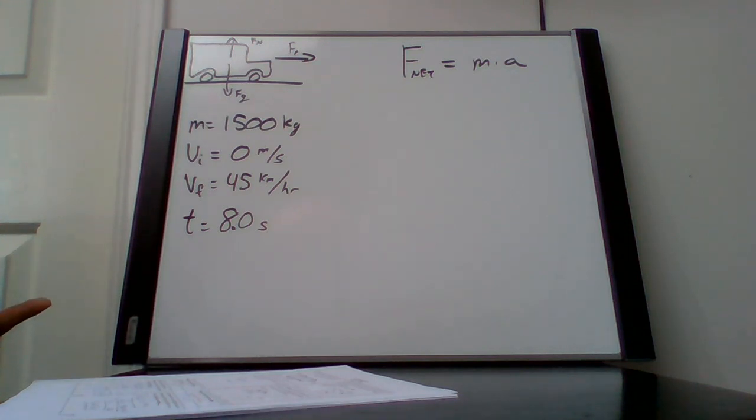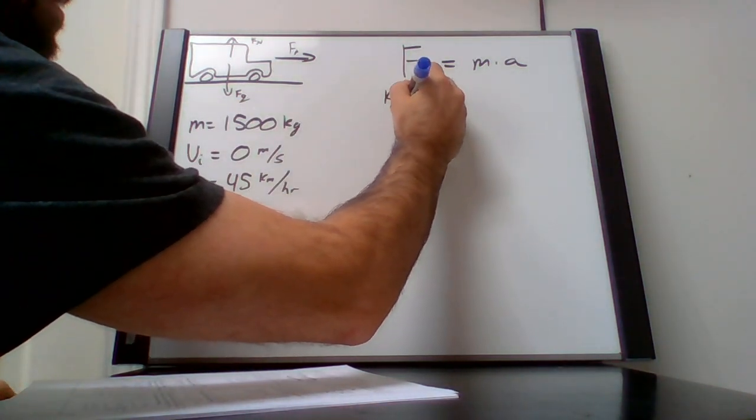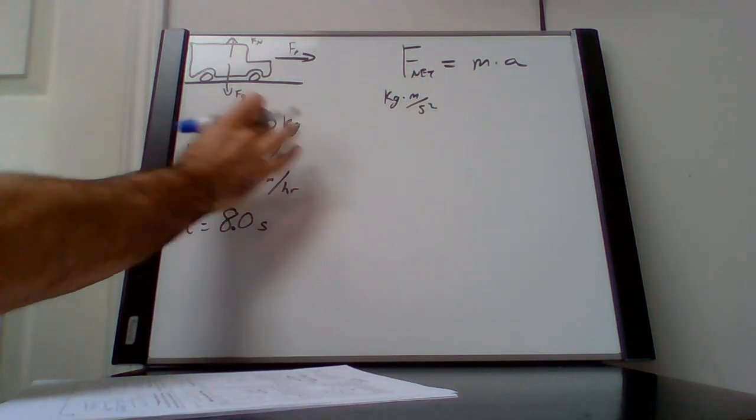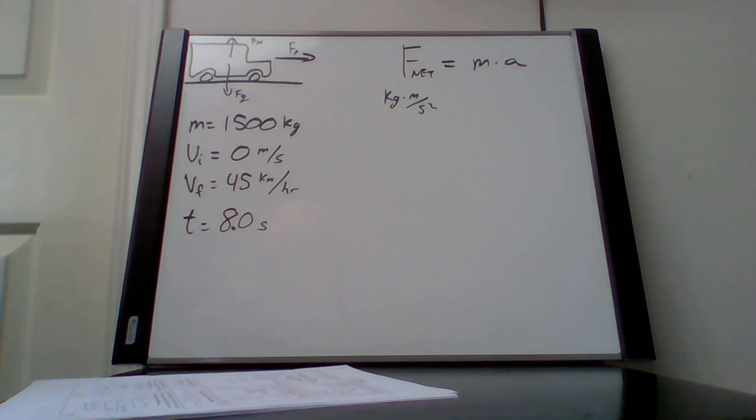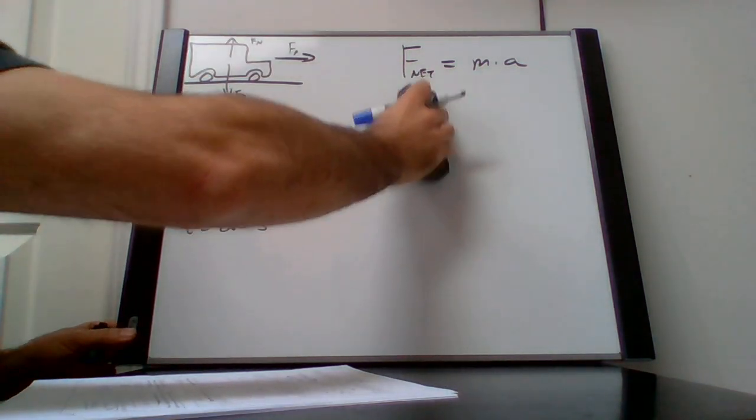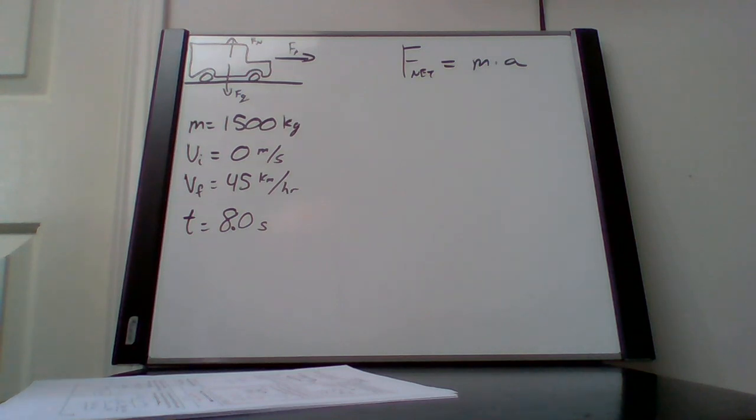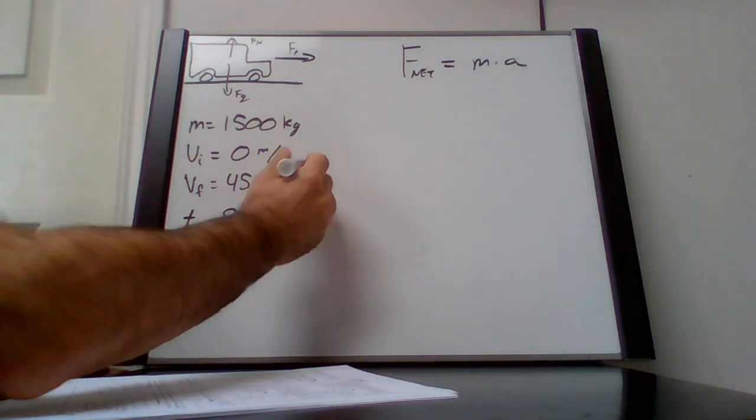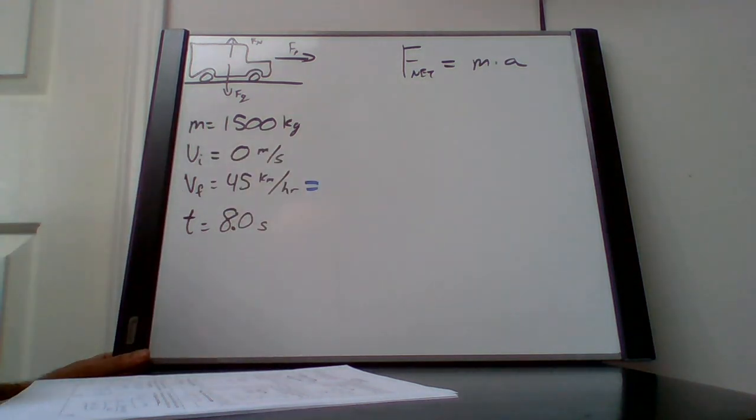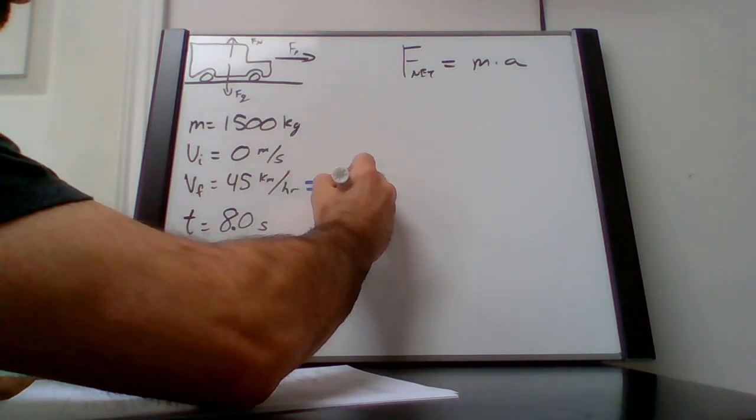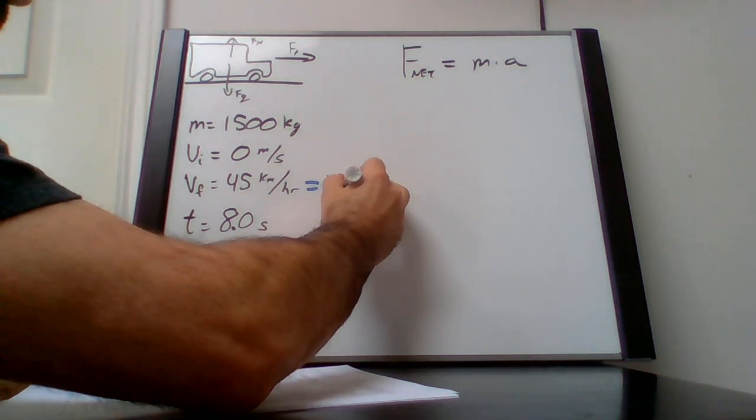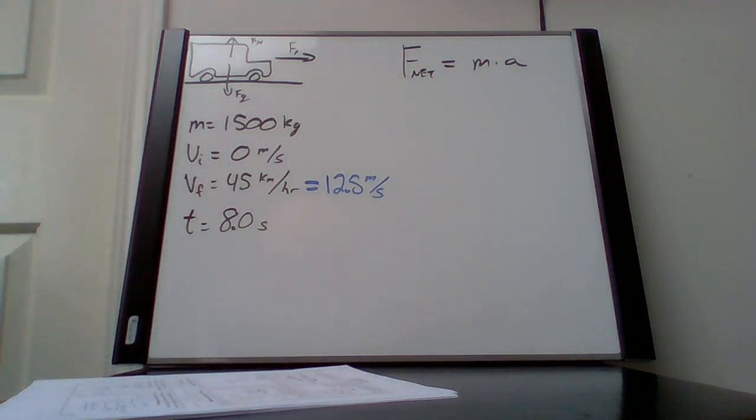Now we've got a problem though. I can't figure out my acceleration because remember our units here were kilograms times meters per second squared. I have my kilograms, but my velocity here is in kilometers per hour. So I need to make an adjustment, and that means I need to divide by 3.6 to convert this to 12.5 meters per second. We just want to make sure we are carrying extra decimal places until we get to our final answer, and then we can round those off.